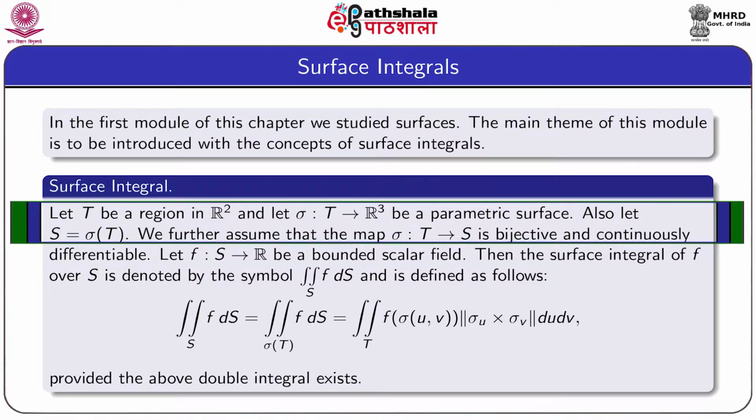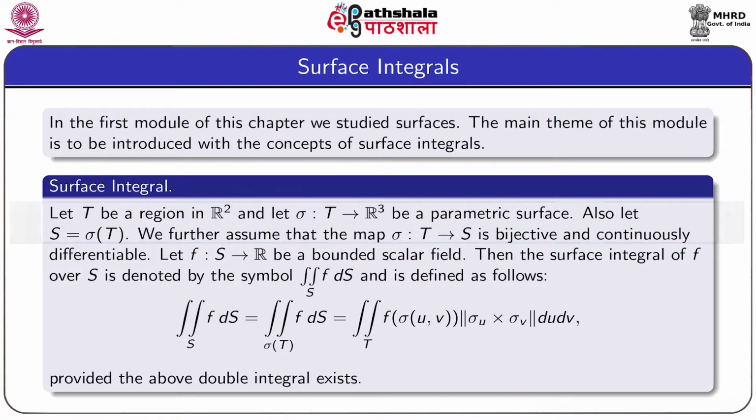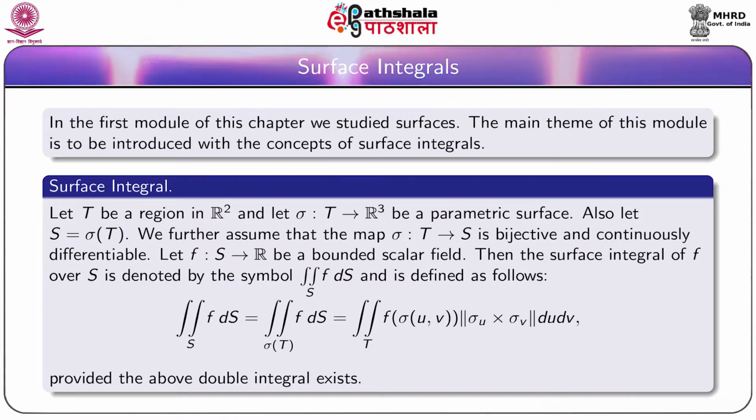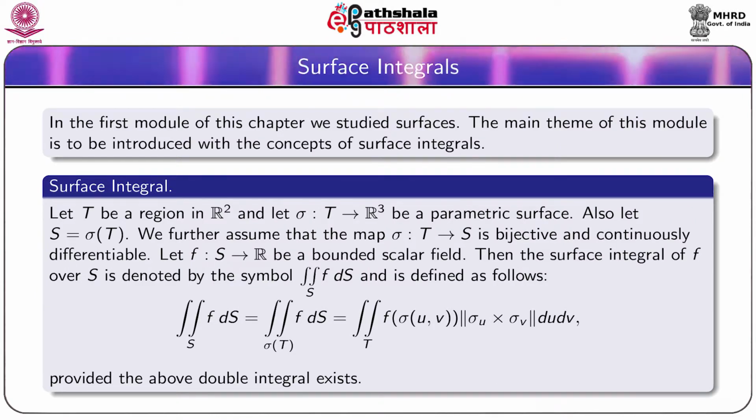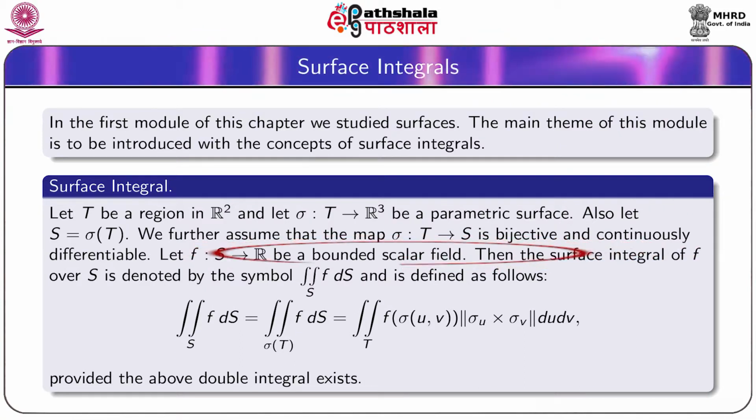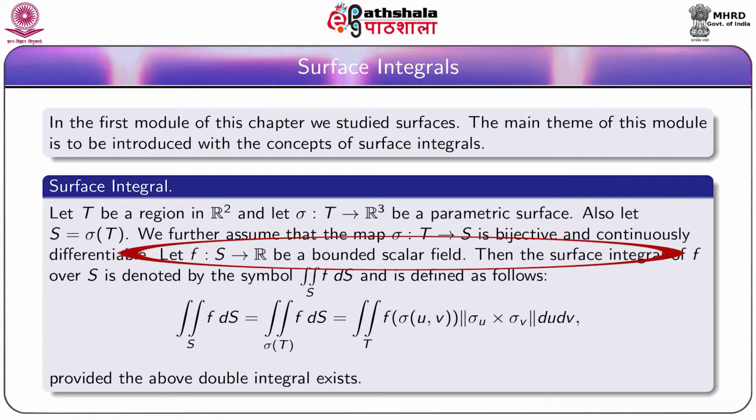Let T be a region in R2 and let sigma from T to R3 be a parametric surface. Also let S equal to sigma T. We further assume that the map sigma from T to S is bijective and continuously differentiable. Let f be a bounded scalar field defined on the set S.